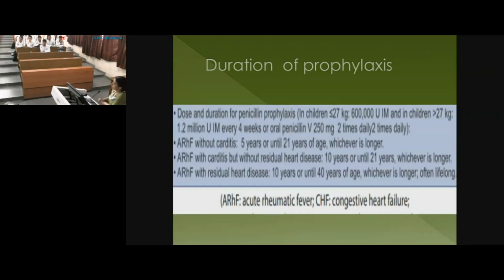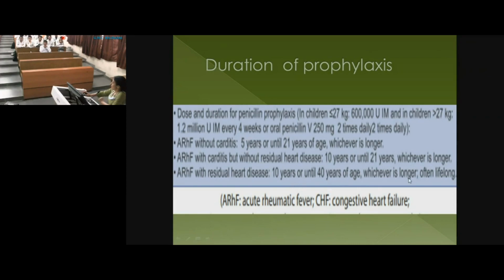How long to give? Rheumatic fever without carditis, 5 years or till 21 years. With carditis but without residual heart disease, that means in the beginning there was cardiac involvement, you got an echo done after 3 to 4 months and you find that the valve has recovered, in that case it's 10 years or 21, whichever is longer. If you find at the end of 3 to 4 months the child has MR or AR, that means residual heart disease is there.